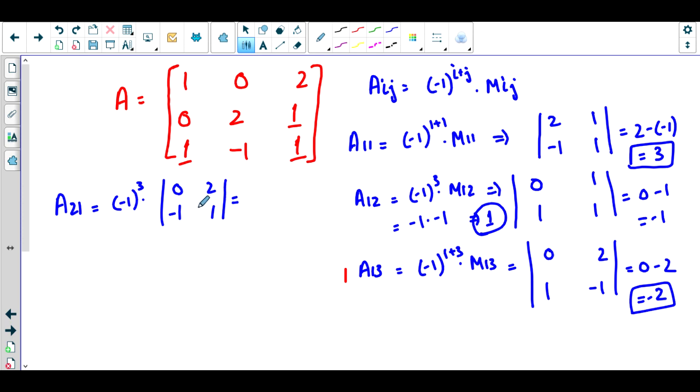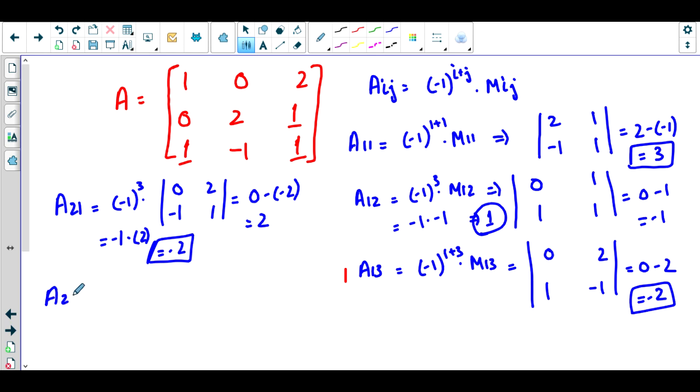Solve it. 0 1s are 0, and minus 1 into 2 is minus 2, but 0 minus minus 2 will make it what? Positive, so we have a 2. We just solve it as the product of the diagonals. 0 1s are 0, minus from the formula, minus 2, it's 2, but here it is minus 1 cube. So the answer will be minus 1 into 2, and we get a negative 2. This is A21. Following the same steps, we have to find all the 9 cofactors.